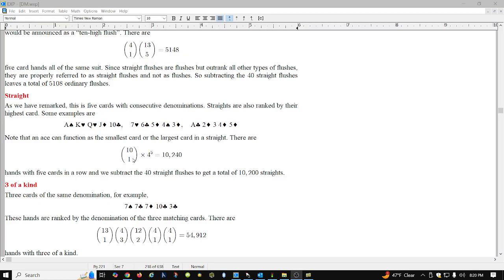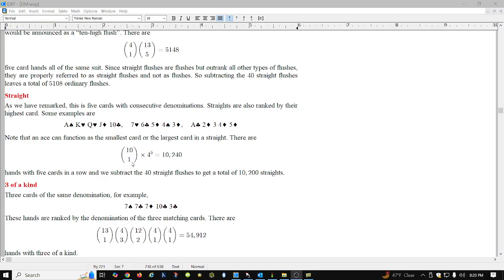So the number of straights is 10, choose 1. You choose the lowest card in the straight, for example. There are 10 possibilities. Choose 1. We did that for an earlier example. But now you've fixed the lowest card. There are 4 choices for that lowest card.